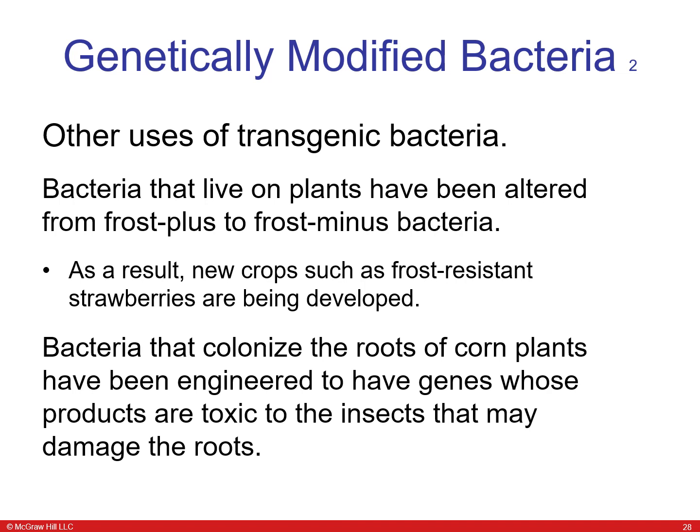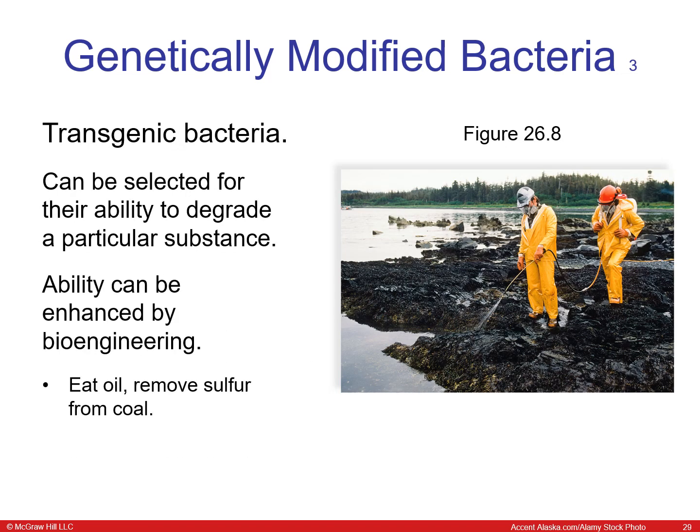Other uses of transgenic bacteria: bacteria that live on plants have been altered from frost plus to frost minus bacteria, so we have frost resistant strawberries. We also have bacteria that are toxic to insects that damage the roots of corn. And here we have transgenic bacteria that can help eat up oil and sulfur from coal and oil spills.